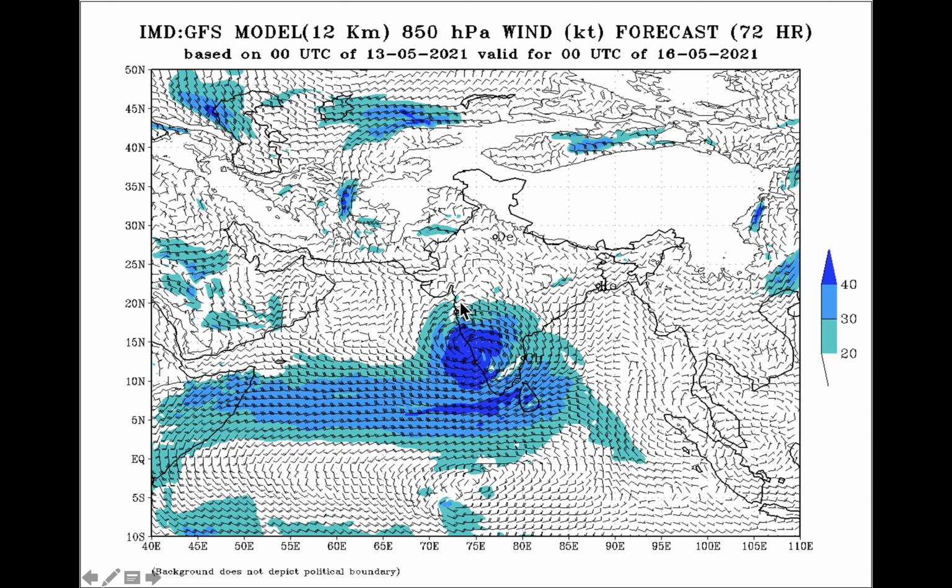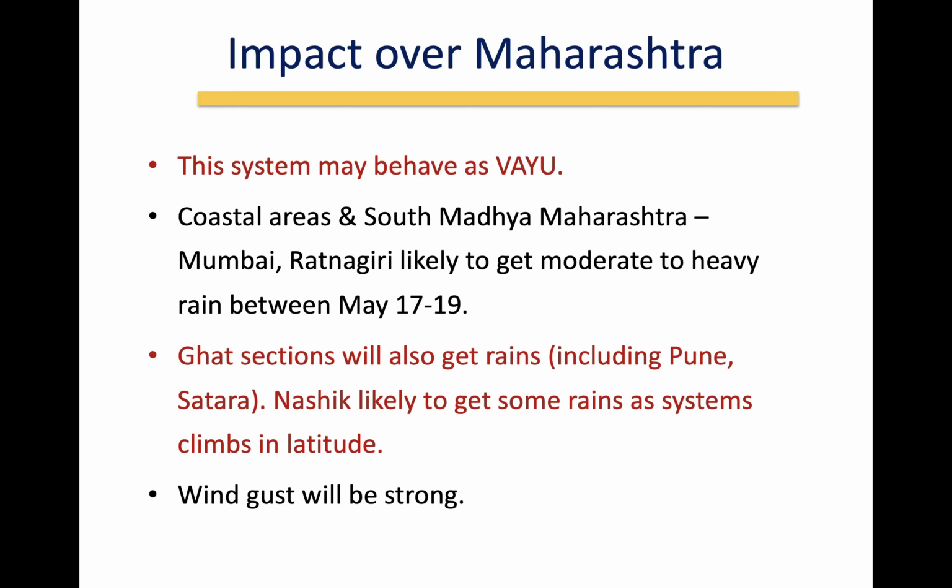These are highly unseasonal rains. In May, 100 mm or 120 mm of rain is unheard of for North Konkan. So, of course, this particular system is a very, very unique and very rare system again. That's why it is garnering a lot of attention.